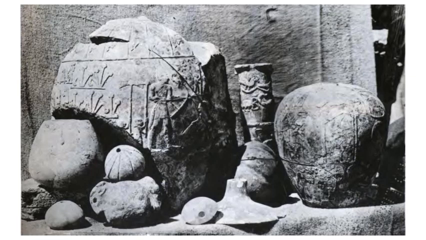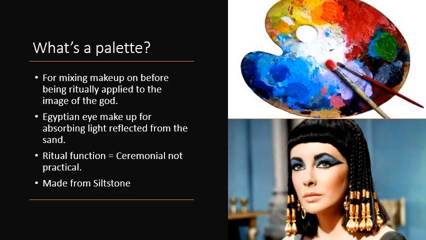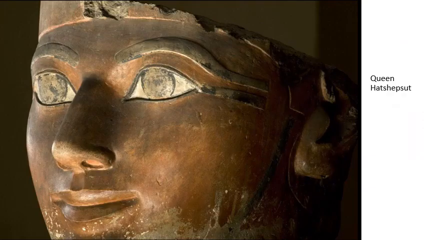So to answer the question, what is a palette? I've got an image here of a modern artist's paint palette, and that's pretty much what it was. It was for mixing up makeup before it would be ritually applied to the image of a god. And something we probably already knew about Egyptians before we started ancient history, before we maybe even did Year 7, is that they have this funky eye makeup that you can see here with Elizabeth Taylor wearing the eye makeup. If I go to the next slide, here's an actual Egyptian example. We've got Queen Hatshepsut, and she's wearing the eye makeup. Hopefully you can see my cursor around her eyes.